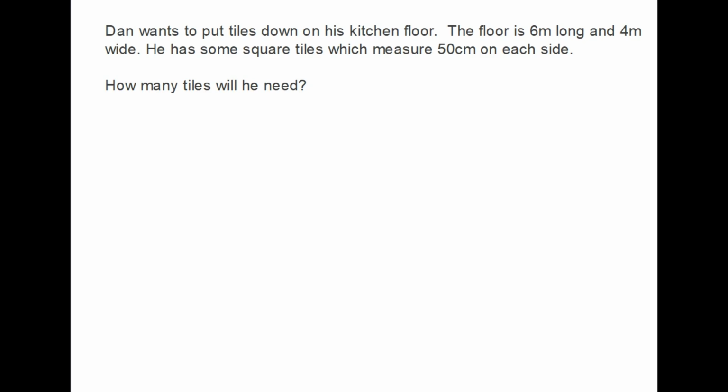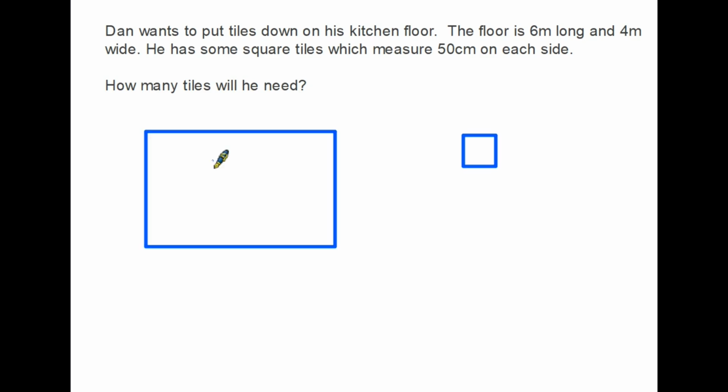Well, I always think a picture is a good thing, so I am just going to put on here the kitchen floor and the tiles. Now, we are told that the kitchen floor is 6 meters long and it is 4 meters wide. We also know that the tile is 50 centimeters on each side. Now that gives us our first challenge because we have been given the 2 dimensions, but one in meters and the other in centimeters, which makes our job more difficult. So the first thing we need to do is to convert either the meters into centimeters or the centimeters into meters. So the first thing we need to know is that 1 meter equals 100 centimeters.